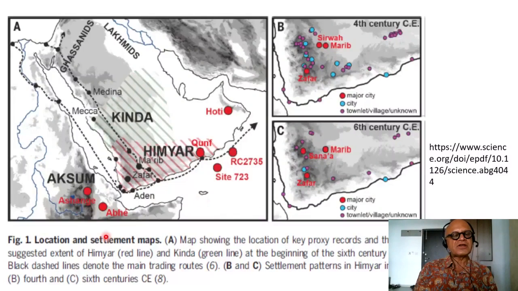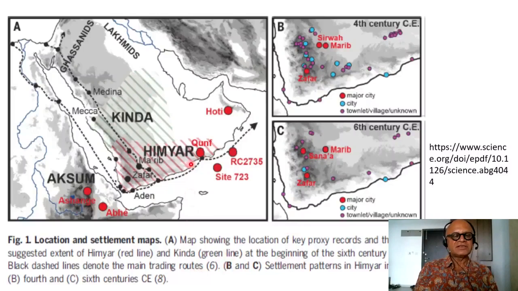Okay, so we are looking here at location and settlement maps. This is the map showing the location of key proxy records and the suggested extent of the Himyar. So this is the red region here, with the green lines here. So this is the southern Arabian region. This is at the beginning of the 6th century CE.